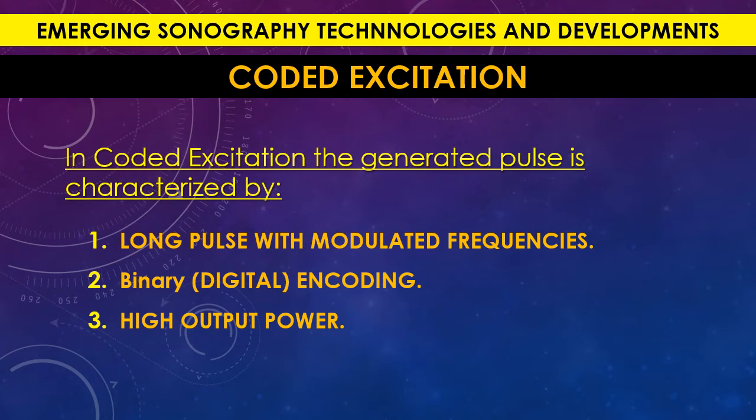In coded excitation, there are three criteria for the generated pulse. The generated pulse that comes from the pulser has three criteria. Number one is a long pulse with modulated frequencies. Second, it has binary or digital encoding. Third, it has high output power. We'll discuss these one by one in a moment.